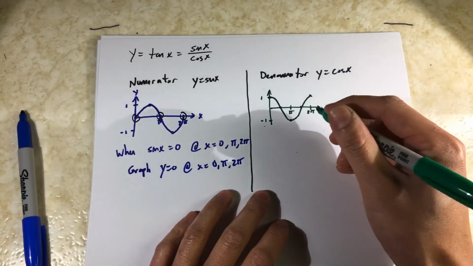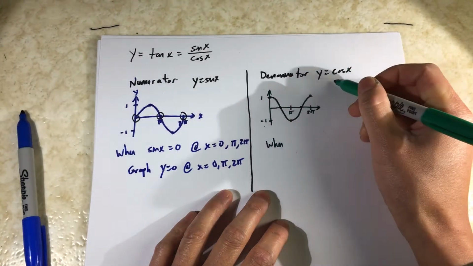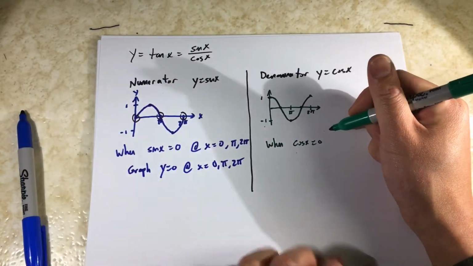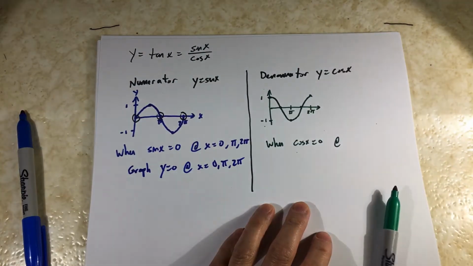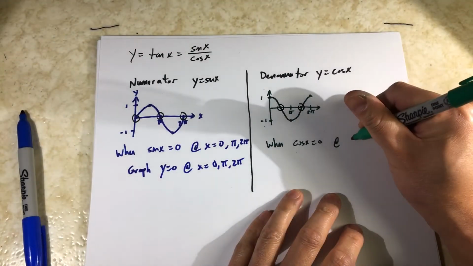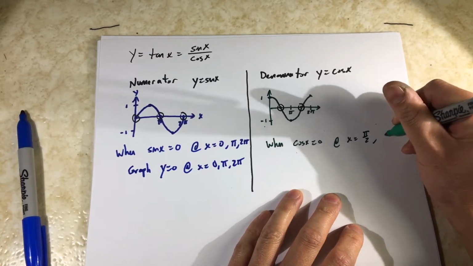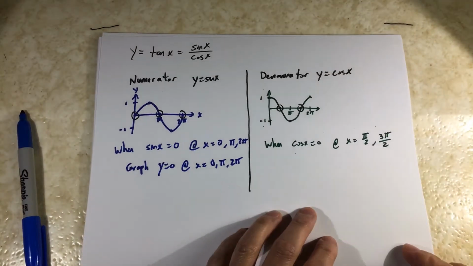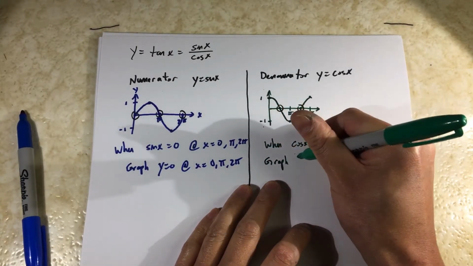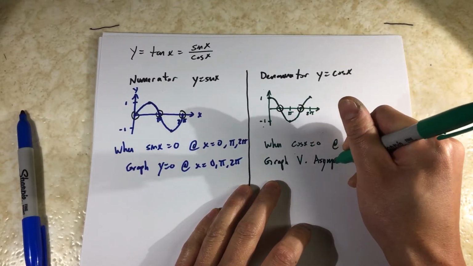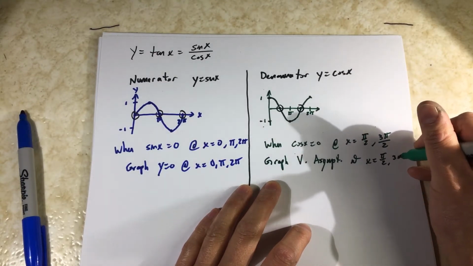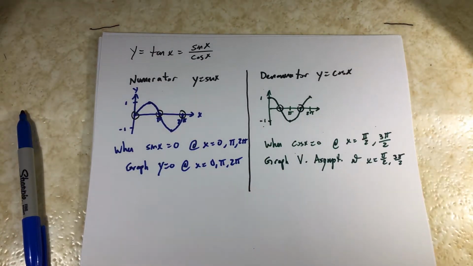And then for the denominator, we're going to do something similar. So when cosine x is equal to 0, that's what the denominator is. That occurs at 2 locations in this range from 0 to 2 pi. So that occurs at x equals pi over 2 and 3 pi over 2. All right. So what that means is that we're going to graph vertical asymptotes at x equals pi over 2 and 3 pi over 2. All right, so let's put those together.